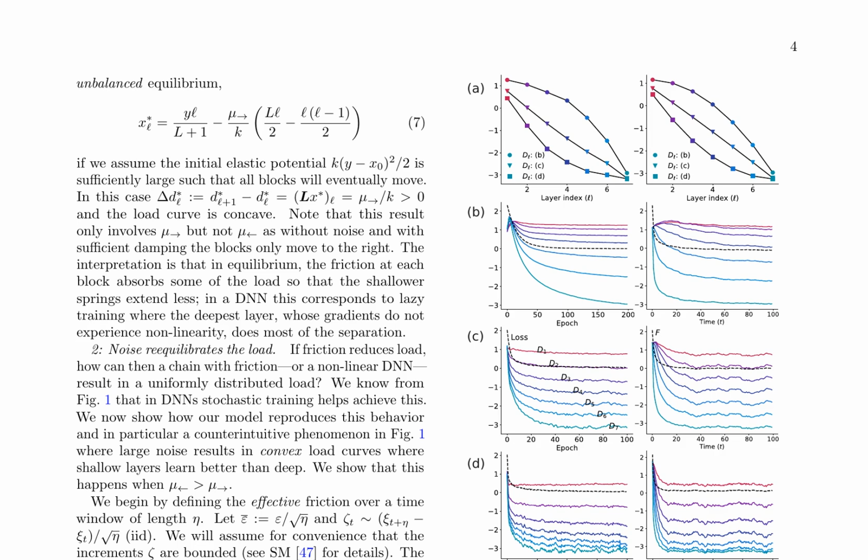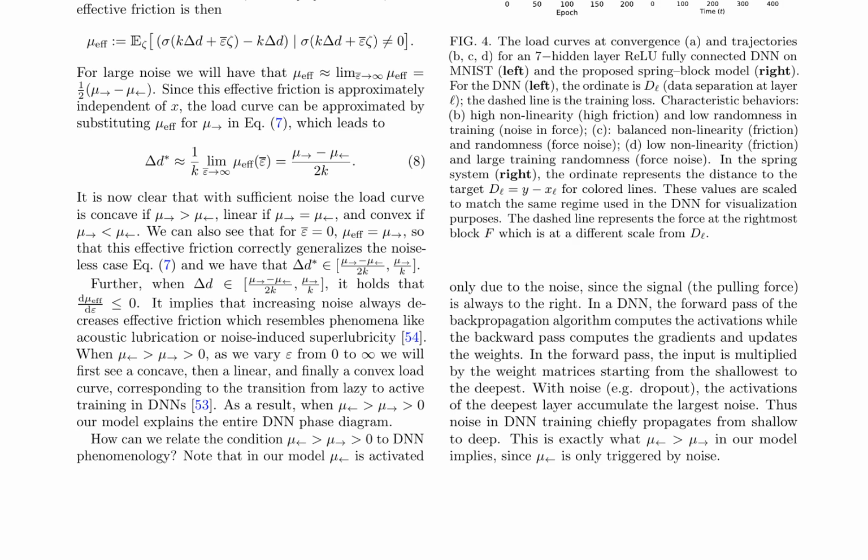Second, with noise, the effective friction is redefined, and the load curve can be approximated by substituting the effective friction into the equilibrium equation. For large noise, the load curve is concave if the sliding friction is greater than the maximum static friction, linear if they are equal, and convex if the sliding friction is less than the maximum static friction. This explains the entire DNN phase diagram, where high nonlinearity and low noise result in concave load curves, balanced nonlinearity and randomness result in linear load curves, and low nonlinearity and high noise result in convex load curves.